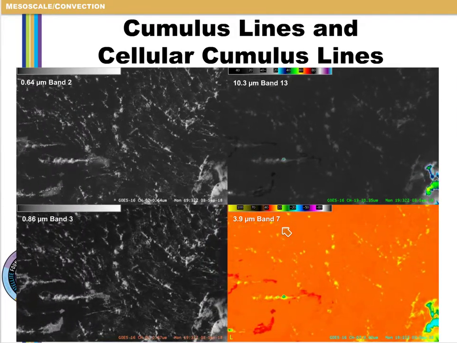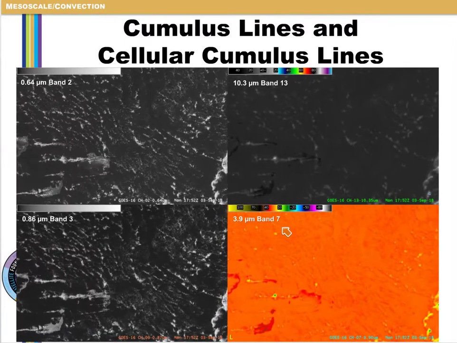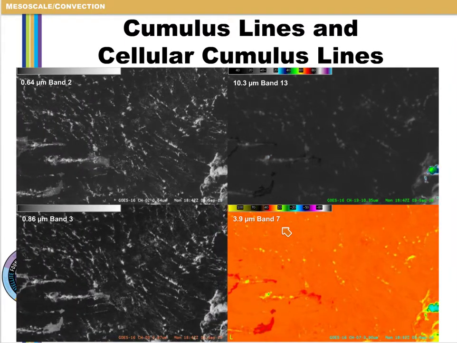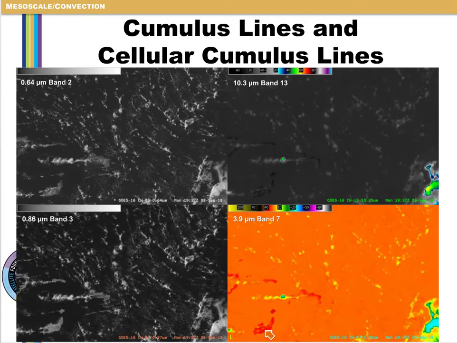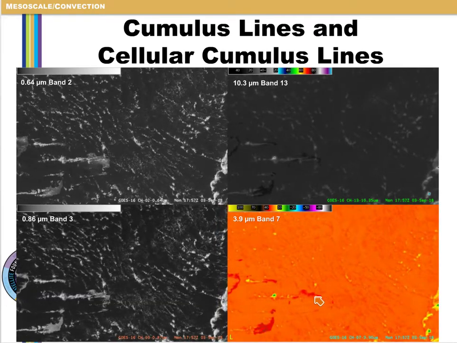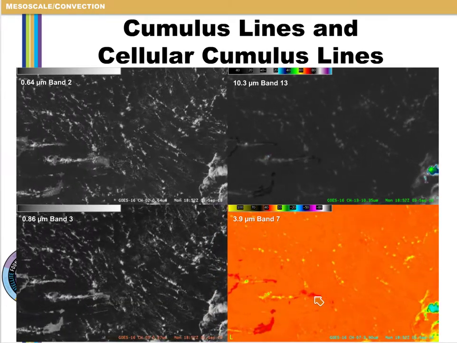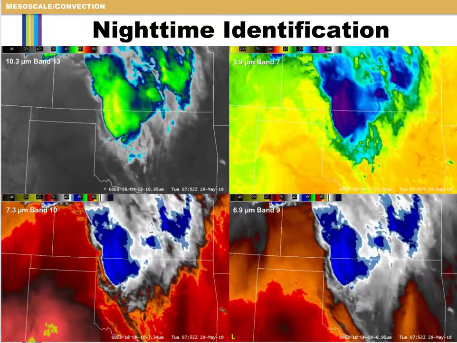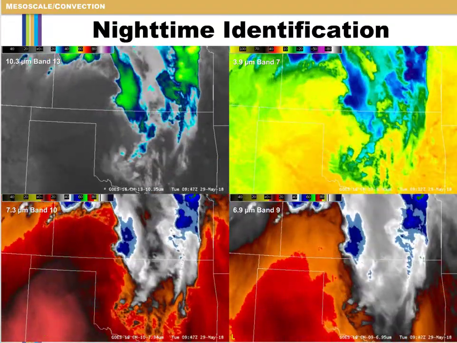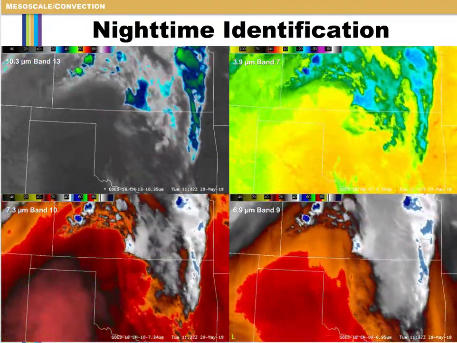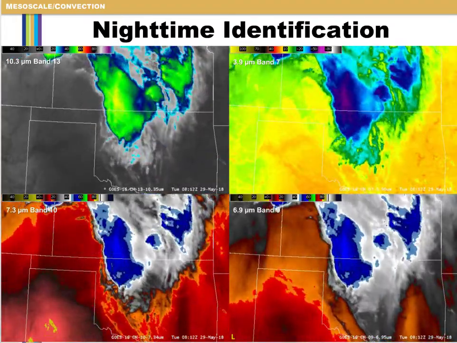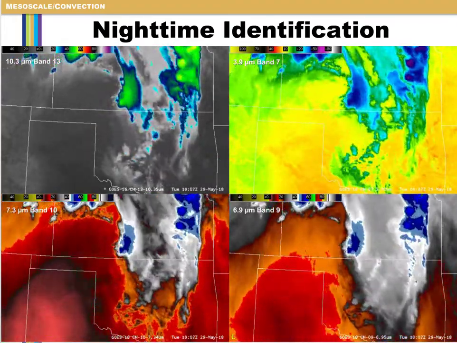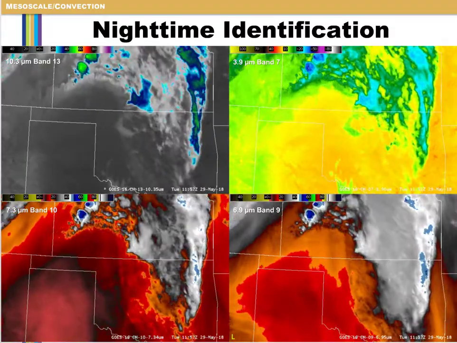In the lower right, we show the 3.9 micron band with the default color table in AWIPS, which is useful not only for identifying deeper clouds, but also for the diurnal temperature trend over land, making the islands easier to identify. Keep in mind that many of these low-level cloud features in the pre-convective environment are relatively shallow and thus have warm brightness temperatures, therefore not as easy to identify as, say, thunderstorms.